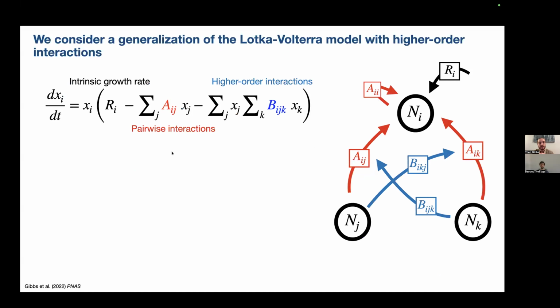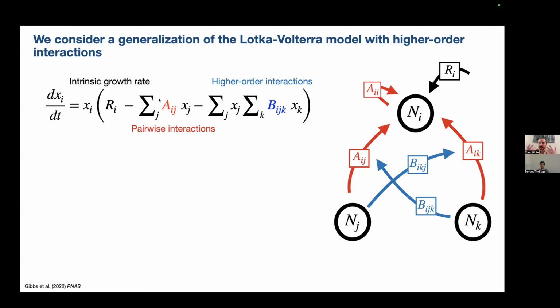So to address this question, we can consider a generalization of the Lotka-Volterra model with higher order interactions or higher order terms. So this is a big system of differential equations, and there are three basic biological processes that go on. There's some intrinsic growth rate that species i grows at in isolation, so how fast does it grow exponentially when no one else is in the system. There's all the pairwise interactions in the system, which are controlled by these A_ij coefficients. So it just tells you how species j affects species i.